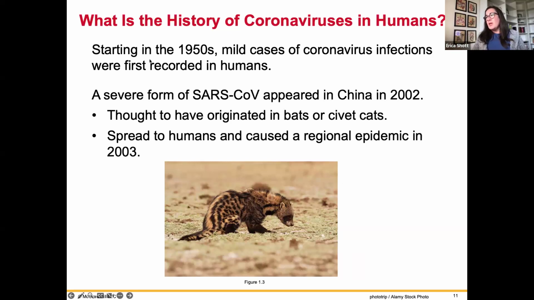So starting in the 1950s, mild cases of coronavirus infections were first recorded in humans. So that's probably when we first started seeing it. And then we have the severe form that's appearing in China in 2002. It was thought to have originated in bats or civet cats. So that was that first SARS outbreak. It was spread to humans and it caused a regional outbreak, or epidemic, in 2003. So it didn't make it much further past there. If you recall, if you were around and watching the news at the time, people were wearing masks. There were travel restrictions and all of these things because they were trying to limit the spread of SARS.